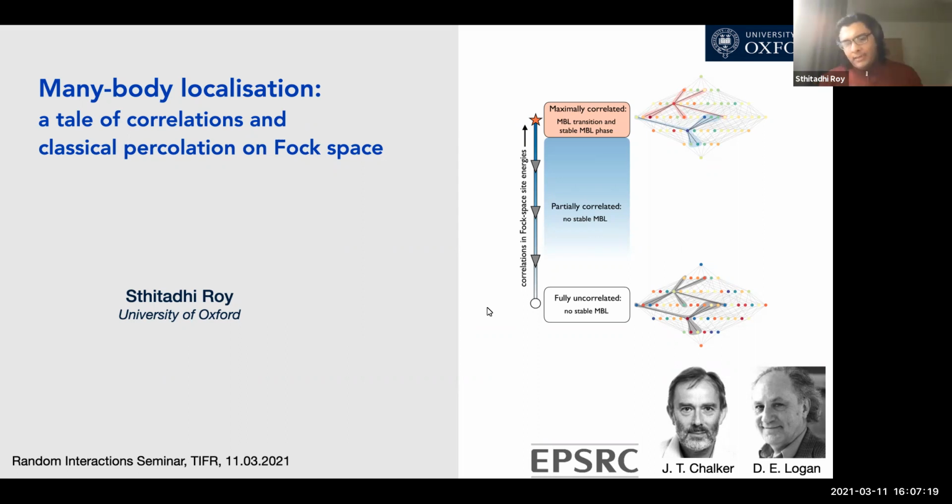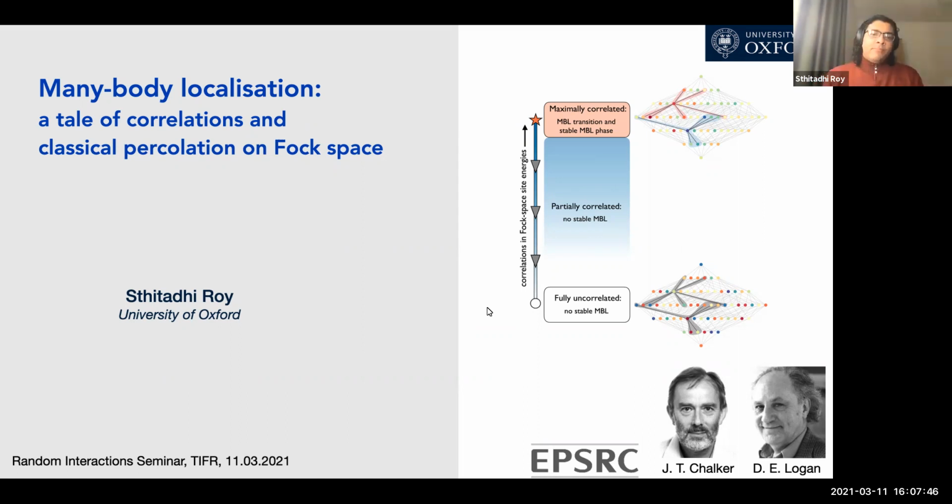And crucially, they do so in a very robust fashion, in the sense that MBL is a true phase. You don't actually need super fine-tuned parameters or models to show MBL. So naturally, understanding the conditions under which you may or may not have the possibility of having a robust and stable MBL phase is of importance.